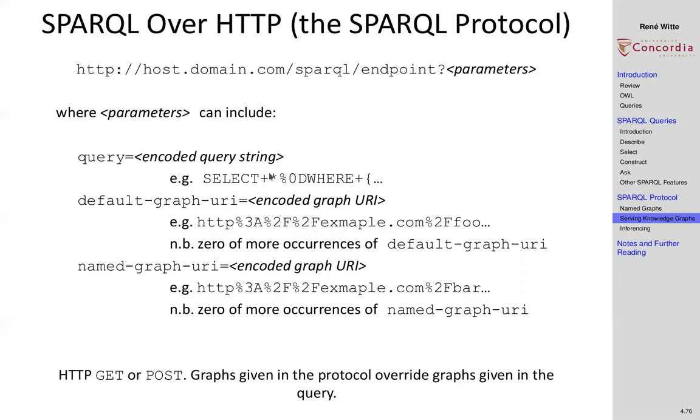So you send the SPARQL query to this endpoint, and then you can add some additional information, in particular whether the query is for the default graph or a specific named graph. And like always, you can have this as a GET or a POST request. GET is for retrieving information from the graph, and if you want something that modifies graphs, you have to do a POST request.